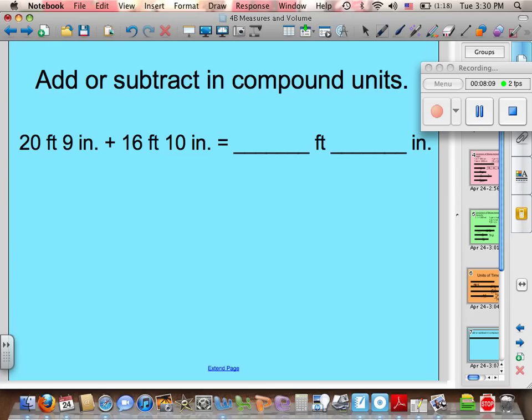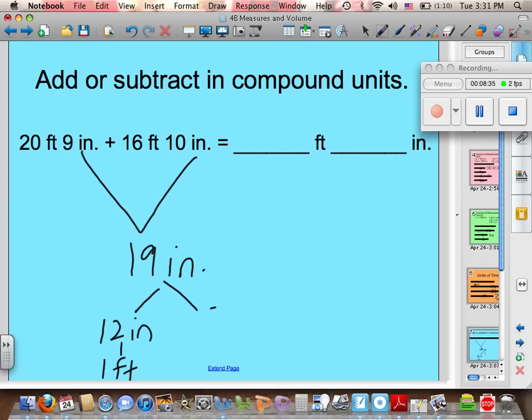Now add or subtract in compound units. So we're adding compound units here. The first thing we're going to do is add the inches together, okay? Again, start with the smallest unit that you have. That's 19 inches, okay? Now we know there are 12 inches in a foot. So we actually can take 12 inches out of here and make 1 foot, right? And that would leave us with 7 inches.